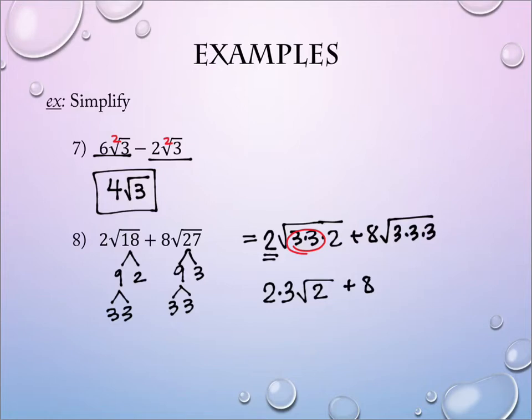How about in my second one? There's a group of 2 3s, right? So that 3 can come out as well with the 8, multiplied, always multiplied. And there's a 3 left underneath.